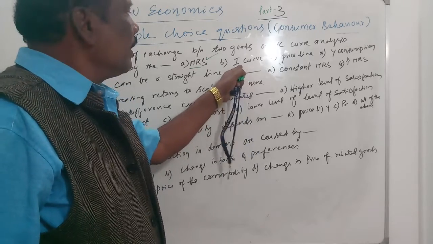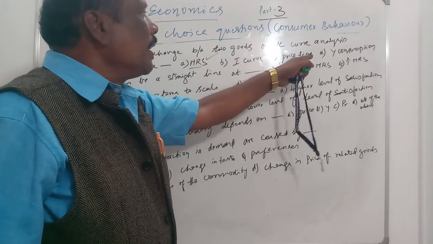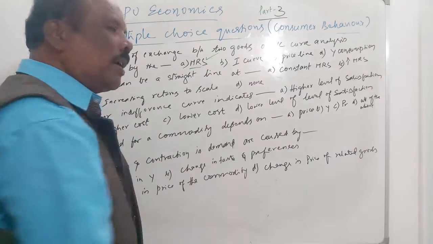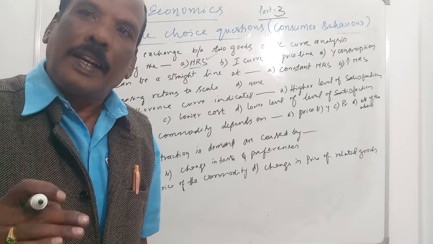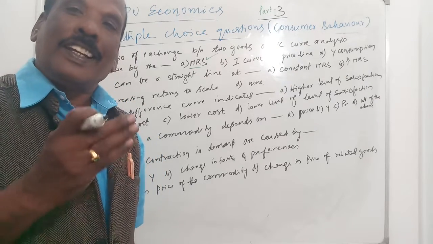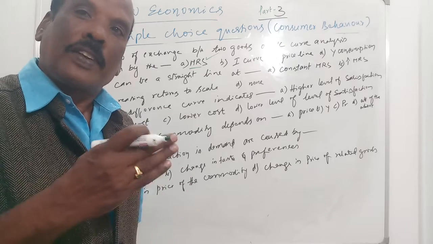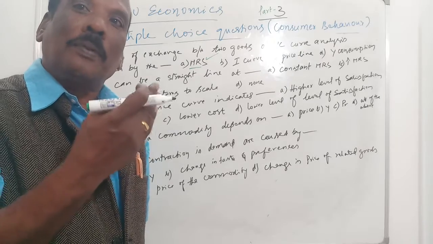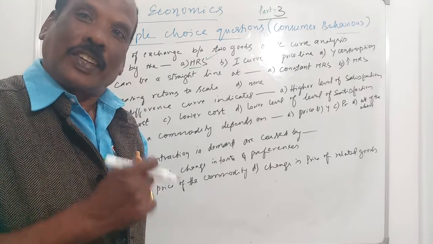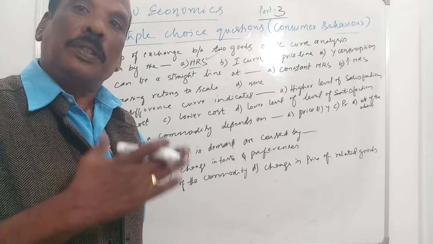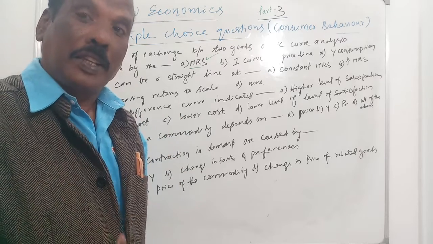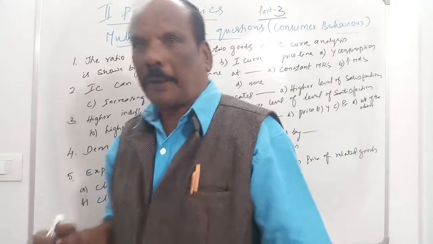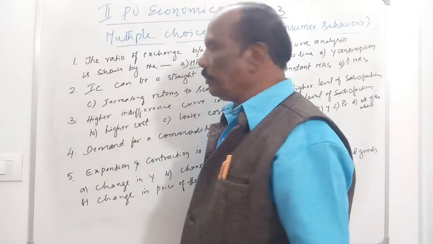Indifference is shown by indifference curve, no; price line, no; income consumption, no. You have to select this one, MRS. MRS means marginal rate of substitution. What is it? It is the rate at which one commodity is exchanged for another commodity. So in this case, the marginal rate of substitution goes on diminishing. This is called diminishing marginal rate of substitution. Okay. Coming to the second one.